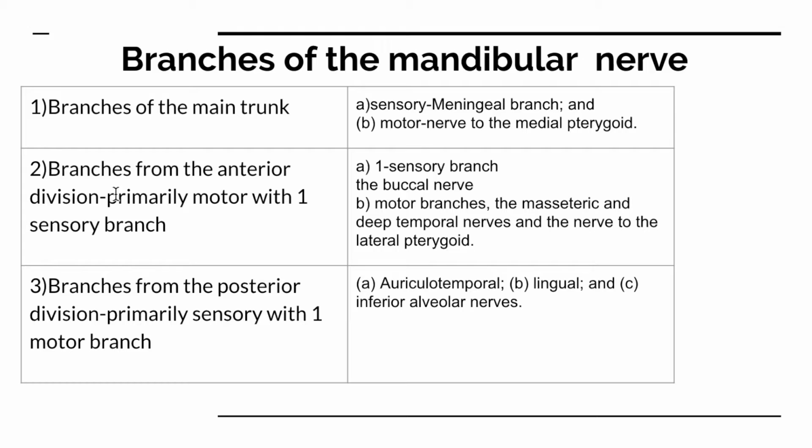And the branches from the anterior division are primarily motor with one sensory branch: the masseteric, deep temporal, and the nerve to lateral pterygoid are motor, and the sensory is the buccal nerve. The branches from the posterior division are primarily sensory with one motor branch, so they're the auriculotemporal, lingual, and inferior alveolar nerves.